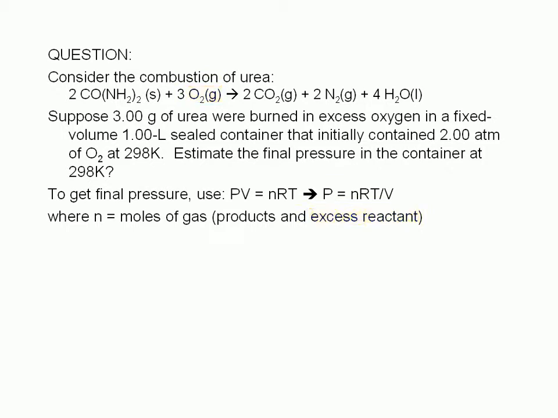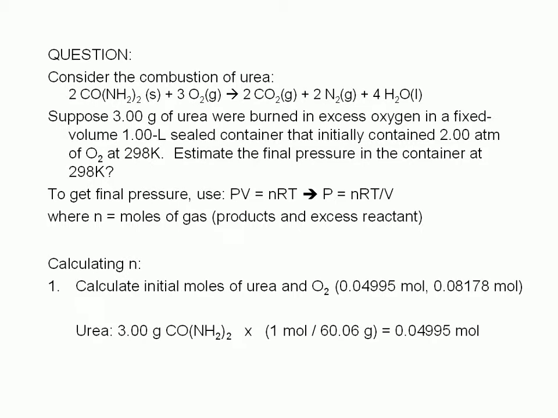By now, you should be able to calculate moles of reactants and products involved in a reaction. Here's how it's done in this case, step by step. First, we calculate the initial moles of urea and oxygen. The molar mass of urea is 60.06 grams per mole. Therefore, 3 grams of urea corresponds to 0.04995 moles.